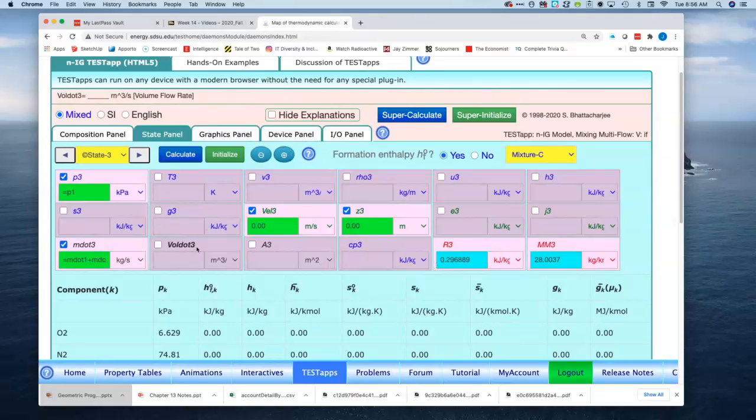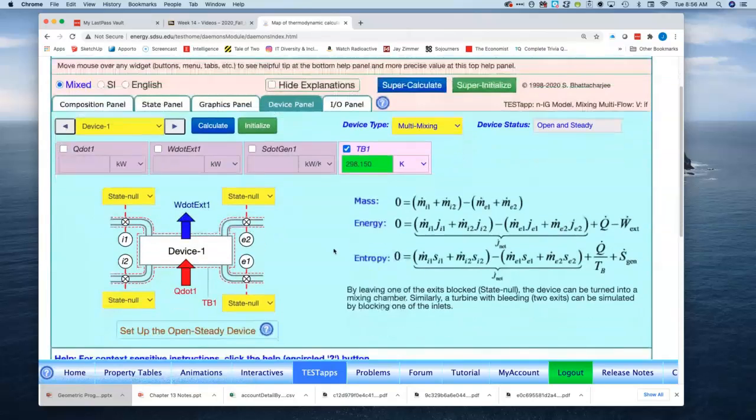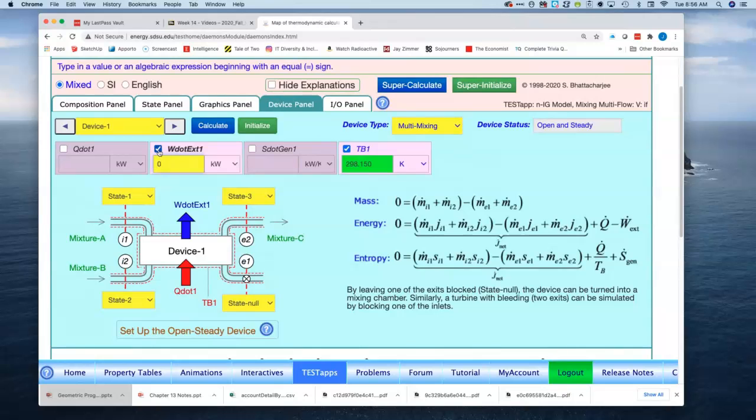Okay, nothing got calculated because it doesn't have enough information to calculate the temperature until I tell it what's going to happen. And so this is a multi-mixing device, open and steady, coming in with mixture A, coming in with mixture B. Those are the two. Coming out with mixture C and nothing out of the second port. No work being done. And here's where, because I want to calculate the adiabatic flame temperature, I can put in a Q dot equal to 0.